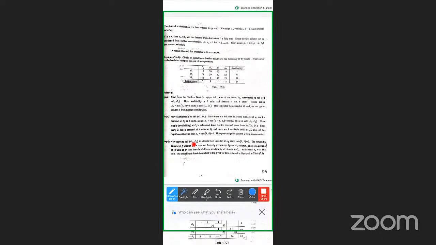Now move to cell O2, D3 to allocate 3 units left at O2. Since the minimum of 3 comma 7 is equal to 3, the remaining demand of 4 units at D3 is now met from O3, and you can ignore the D3 column because the column requirement is 0. So there is a demand of 14 units at D4. There is a leftover availability of 14 units at O3. So allocate X34 equal to 14 and stop.